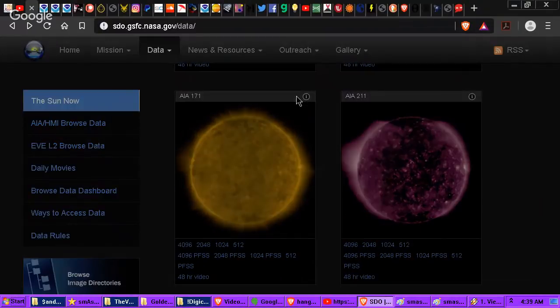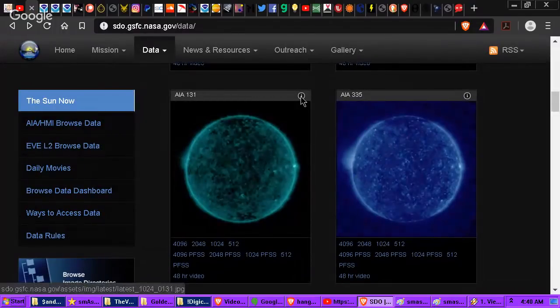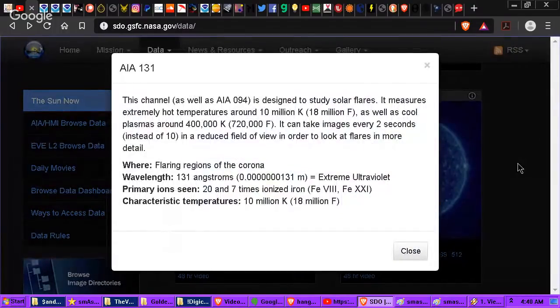Click on the eye. So this one is the spectra of iron 8, although it shows iron 9. So I don't know if it's VIII or IX, but anyway, 8 times ionized iron. So that's the 171 angstroms view. 131 is actually iron 8 and iron 20. Oh, right, because there's a proton, right? I mean a neutron. Yeah, okay, I got it.